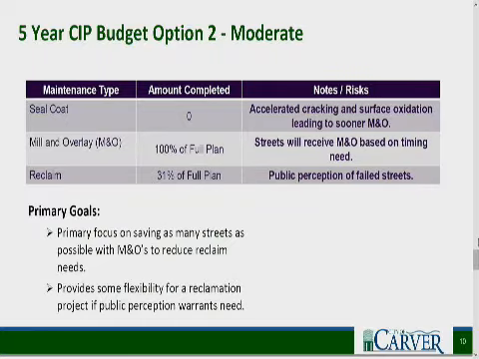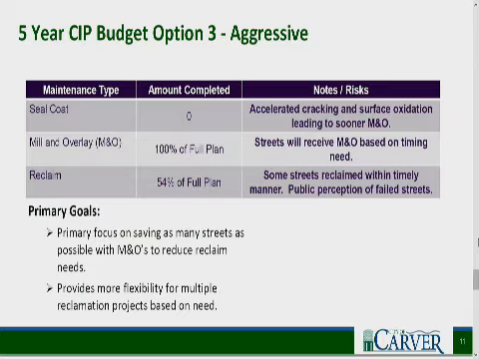Option 2, the moderate. Obviously, no seal coating again. We will get all the mill and overlays completed per that full plan is the expectation. And what's nice about this one, it provides a little bit more flexibility where we could do a reclaim project if we needed to, if that pavement is completely failed. It would give us a little bit of flexibility to knock out one of those projects if absolutely necessary. Now, aggressive is identical to the last one we looked at, but it provides even a little bit more flexibility to do potentially two reclaim projects coming up here in the next 5 years.